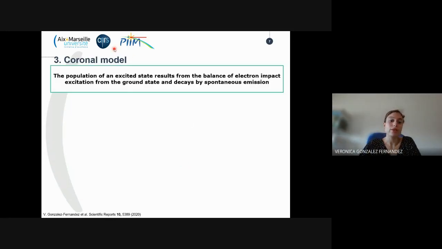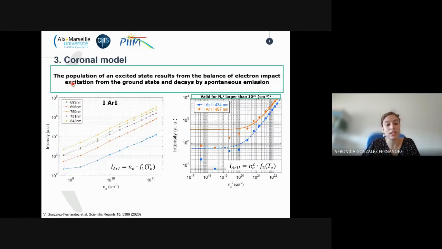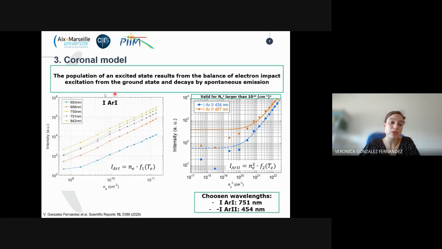Among all the theoretical models, we have chosen the coronal model, which briefly says that the population of an excited state results from the balance of electron impact excitation from the ground state and decay by spontaneous emission. So we have checked that our plasma fits in this model. We have performed measurements from the first excited state at different wavelength emissions, where the relationship between the intensity and the electronic density is linear, and also for the second excited state, where the relationship is quadratic.